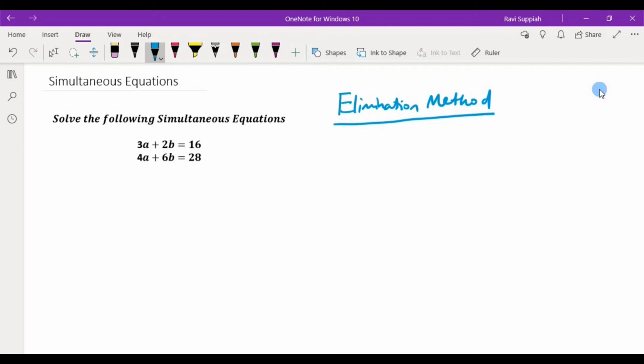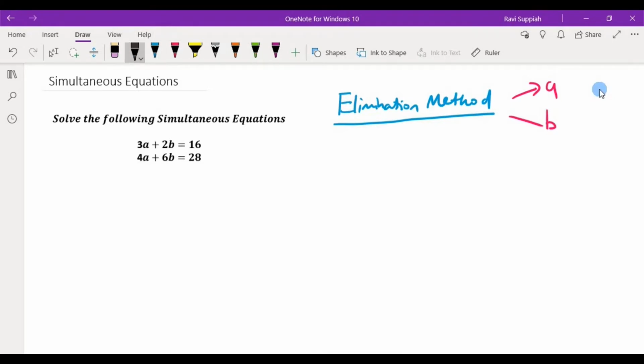Now, for elimination, what we want is to get rid of one of the variables. So here we have two variables a and b, and we want to get rid of one of the variables. Now, if the coefficients of both the variables in the different equations are the same, then it is easy.